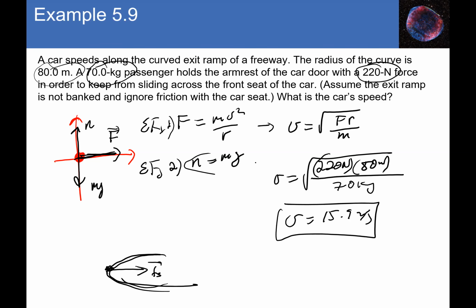For the flat surface, normal force equals mg, if the normal force is the only force in the vertical direction against gravity, and centripetal force is always equal to mv squared over r.